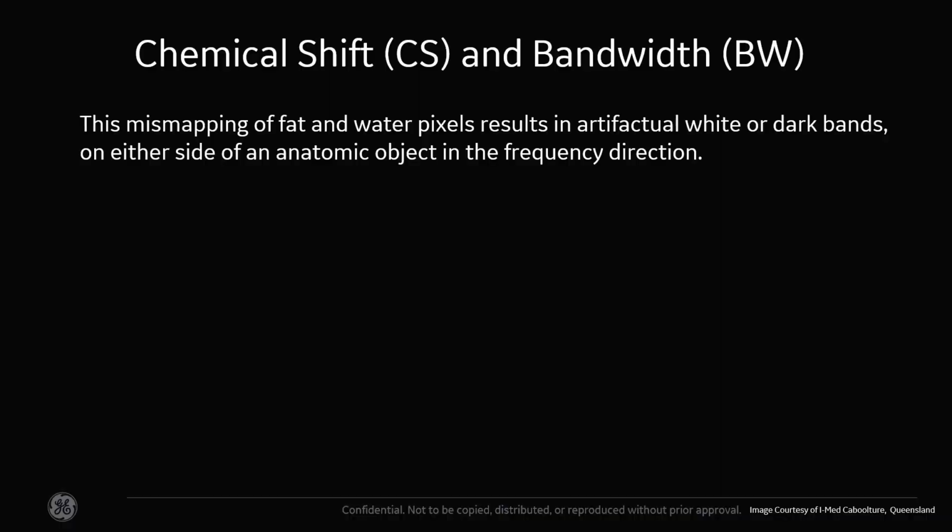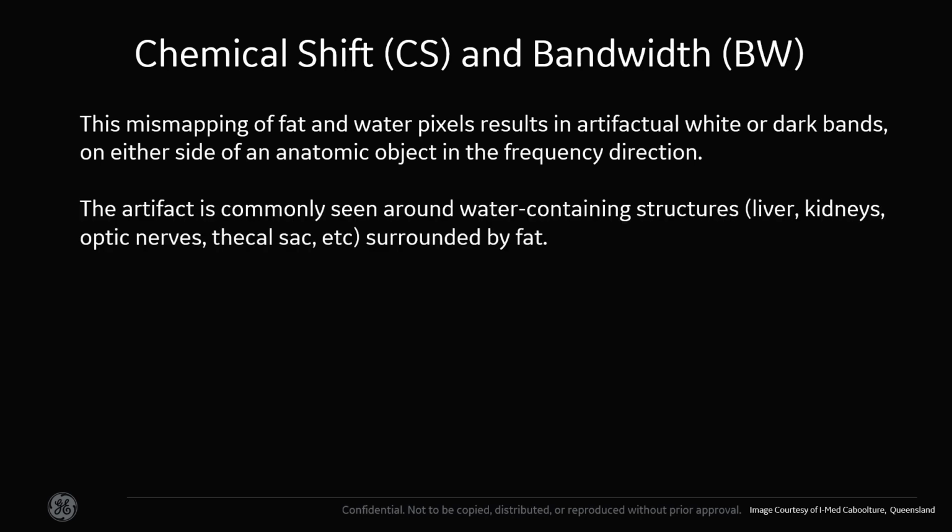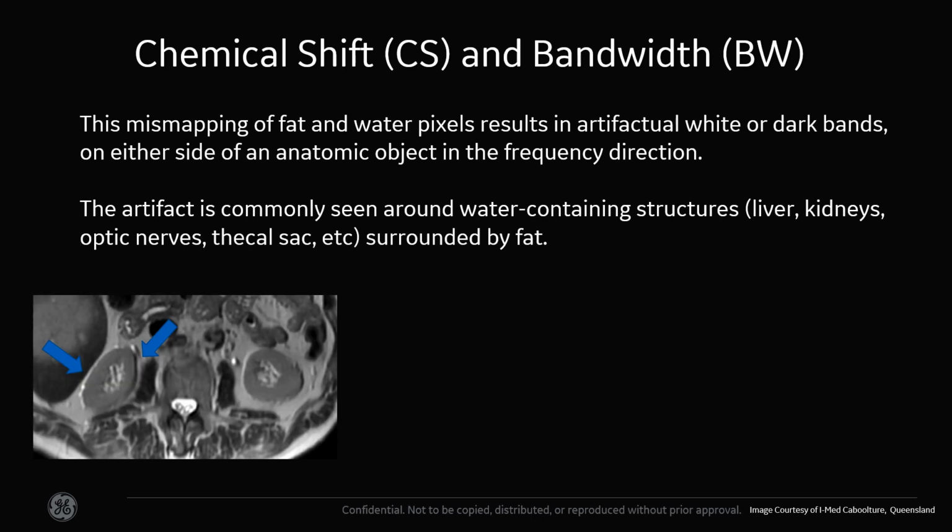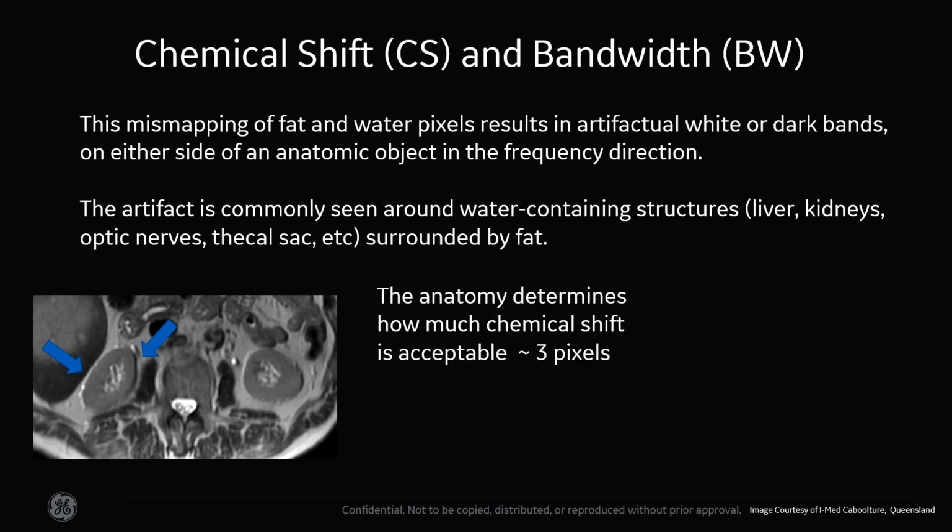So how does chemical shift present itself? This misregistration or mismapping of the water and fat pixels results in artifactual white or dark bands or blurring of the boundaries on either side of an anatomical object in the frequency encode direction. Now, the artifact is most commonly seen around water-containing structures like the liver, kidneys, optic nerves, thecal sac, etc., that are surrounded by fat. So if we look at this image down on the bottom left, we can see in this axial abdomen, we've got dark and light bands on either side of the kidneys, which is a fluid-filled structure surrounded by abdominal fat.